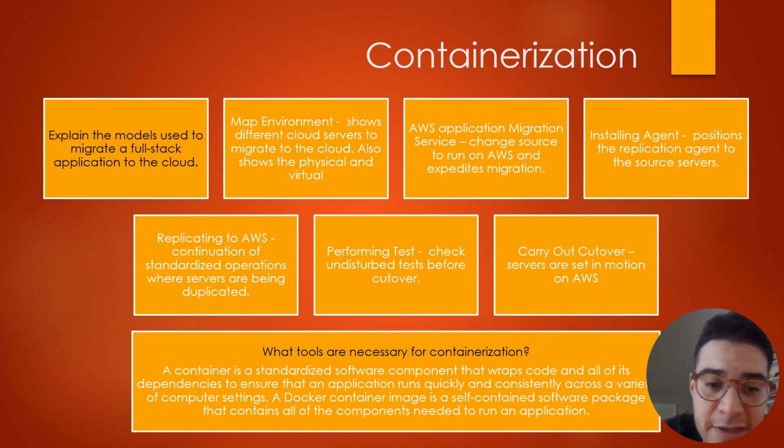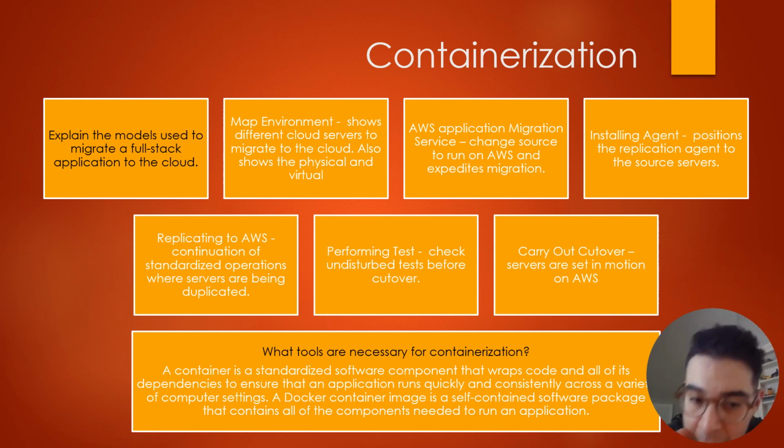Going deeper into this, the map environment shows different cloud servers to migrate to the cloud. It also shows physical and virtual development. The AWS migration service will change the source to run in AWS, so it will be a smooth transition from a full stack application or website into the cloud. The installing agent will just replicate every agent and source into the servers to make it easier for us. Replicating into AWS will continue to standardize operations where the servers are being duplicated.